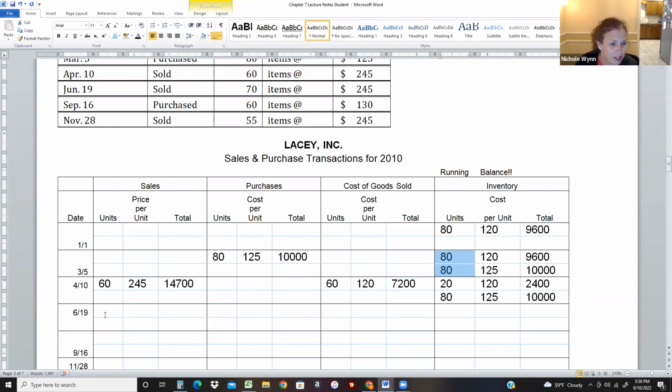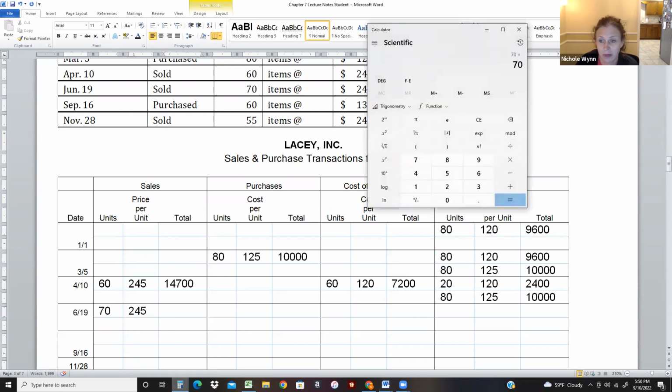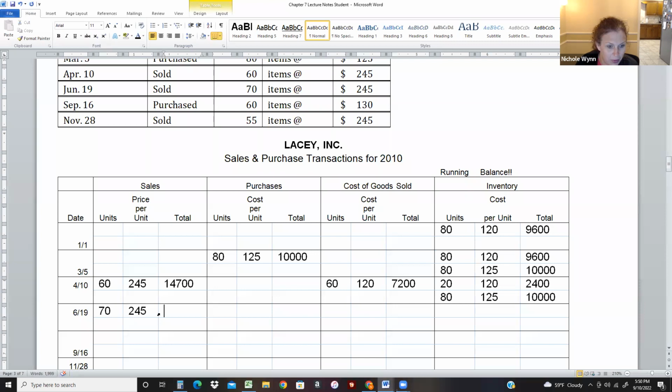All right, June 19th rolls around and I'm going to sell an additional 70 units at $245. So I'm selling units. And so I'm going to put them here, 70 at $245. 17,150. So I didn't purchase any.